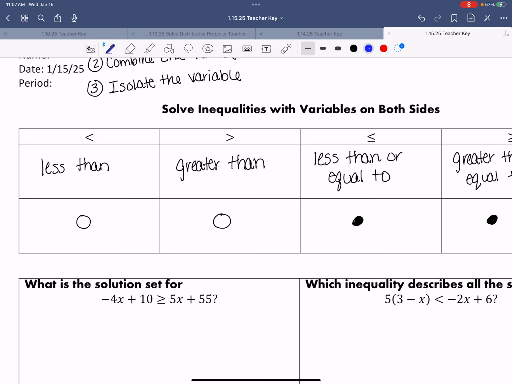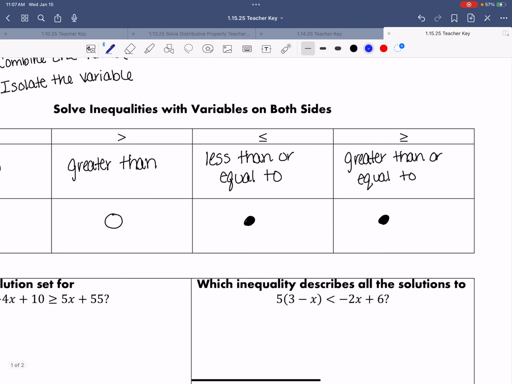So you have an open circle. For these, the equal to, you have a line underneath, so that's your partner. Okay, so you're closed off to other relationships.